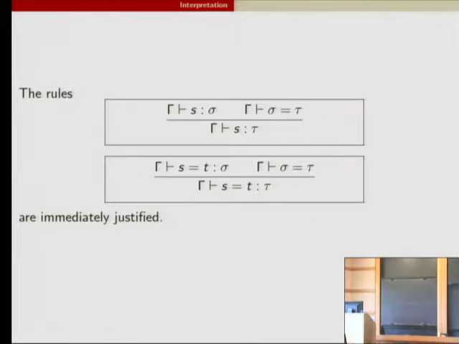And then you can justify these rules formally here, with this standing for pairs of an element with a principal type, and yeah, so they are immediately justified formally as judgments.